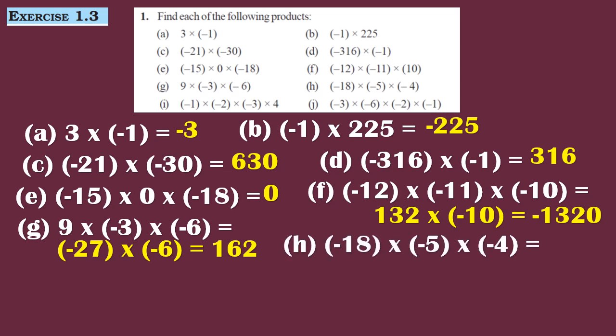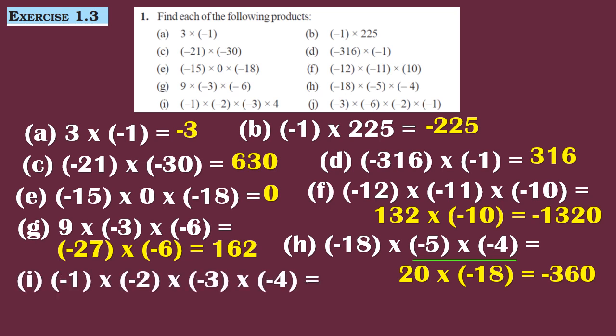Now minus 18 into minus 5 into minus 4. So here it will be easier to multiply 5 and 4 first than 18 and 5. So use the associative property there. So minus 5 into minus 4 is minus into minus plus 20. 20 into minus 18. So plus into negative. So answer is negative 360.